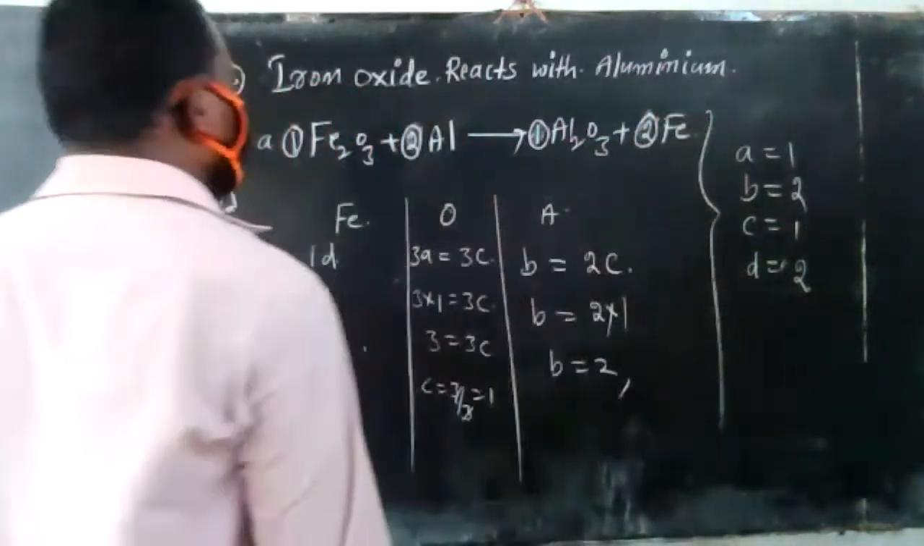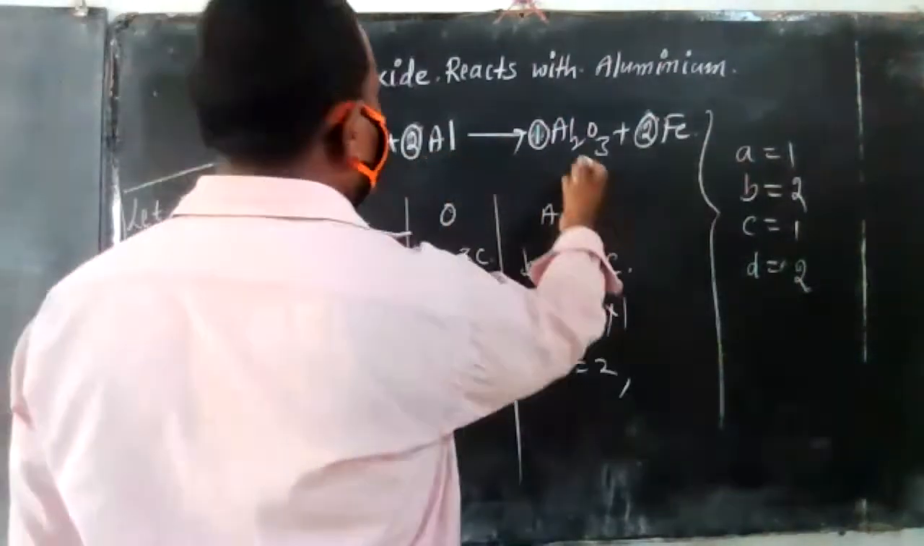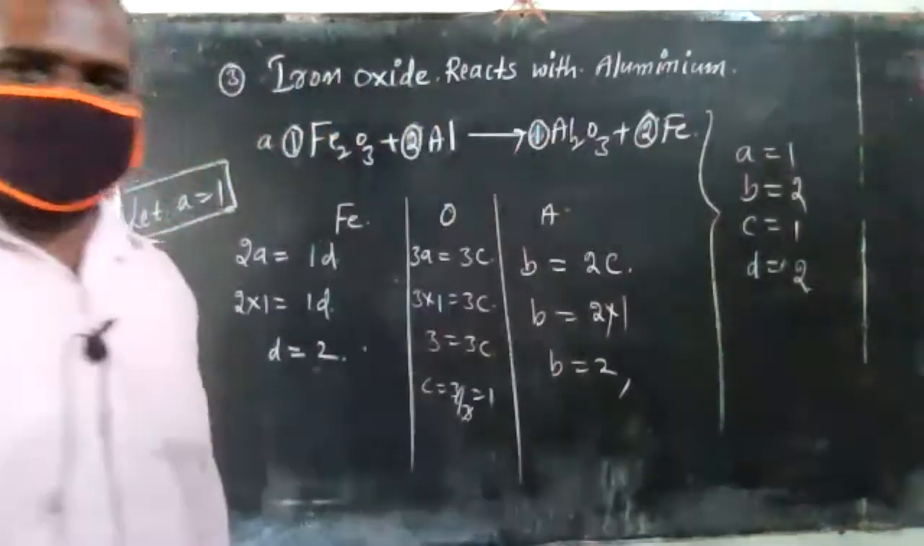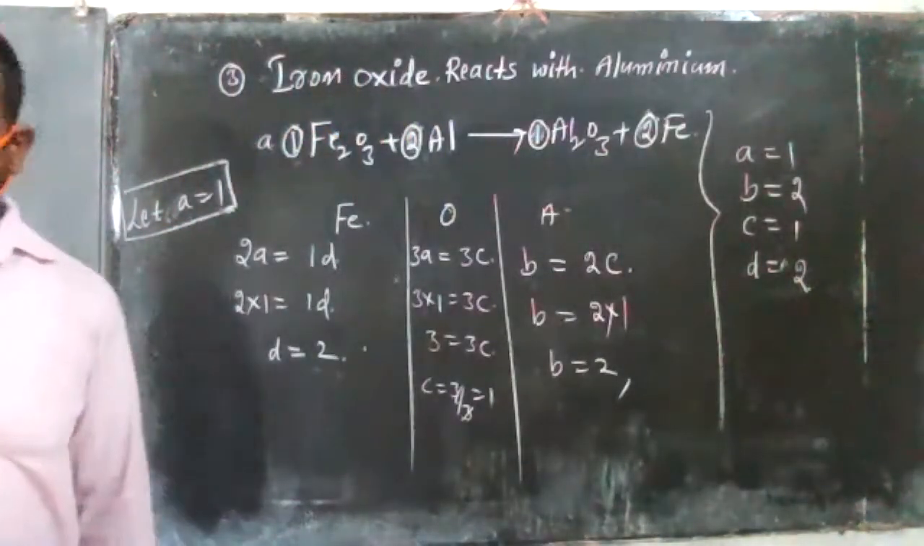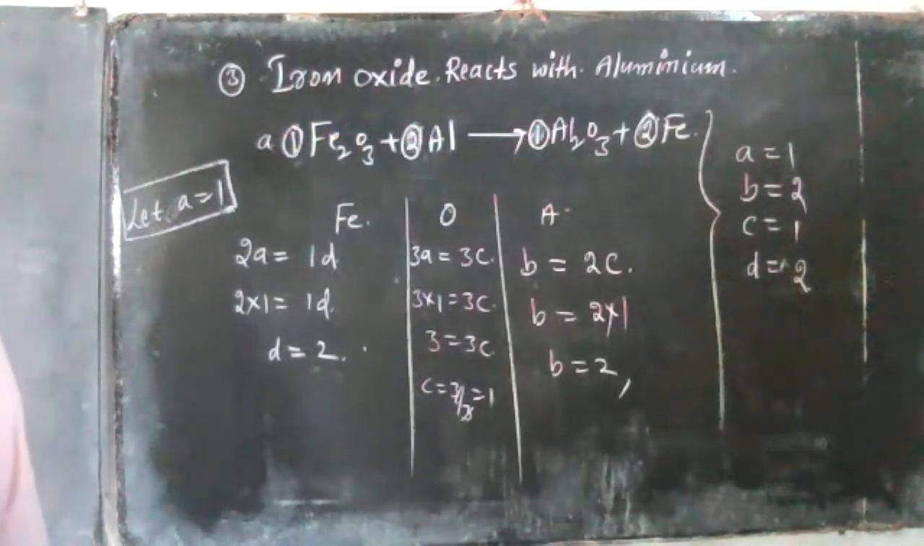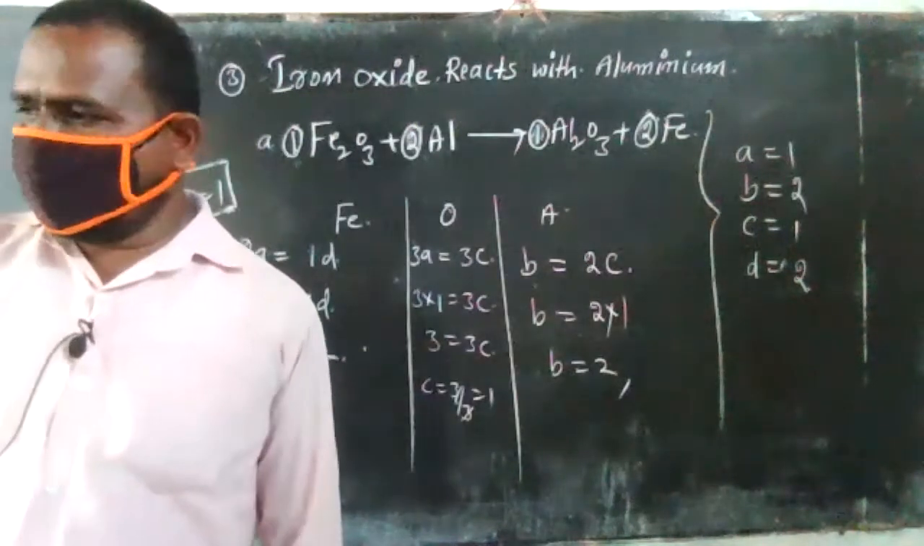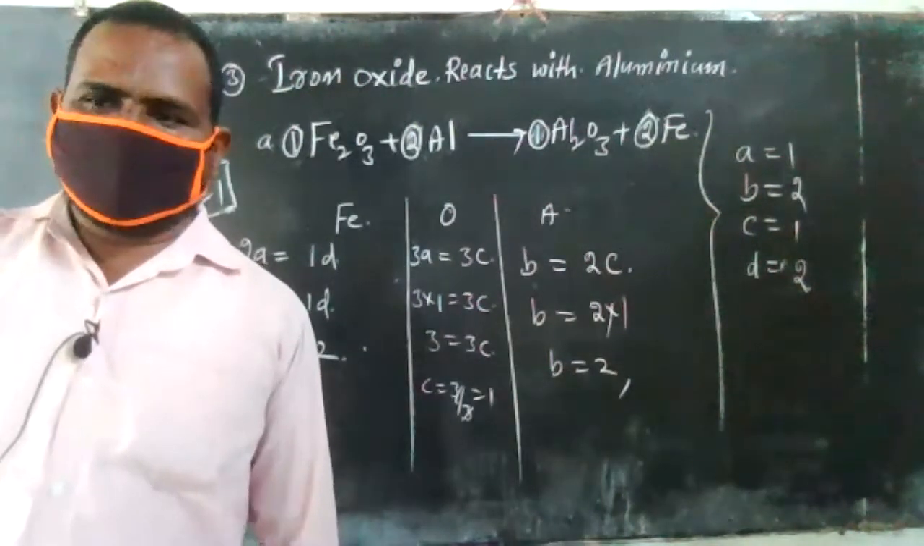Now we check. Aluminum 2 there, 2 there. Iron 2 there, 2 there. So it is the balanced equation. Are you understanding? Yes, sir. Right. Okay, so let us go to another chemical equation.